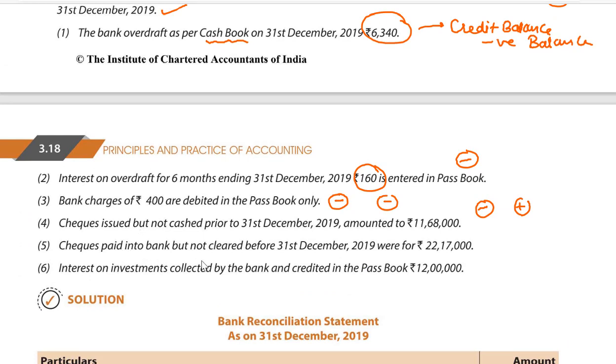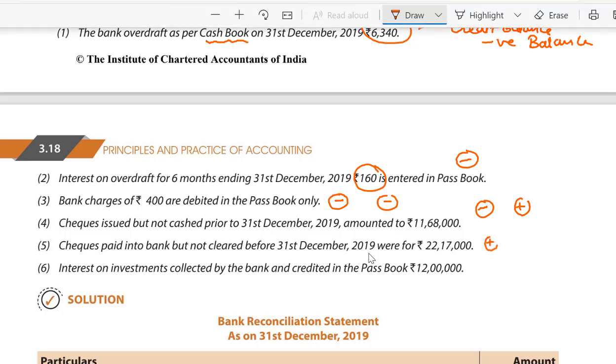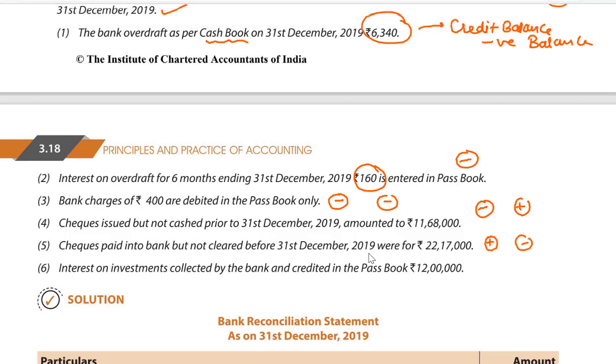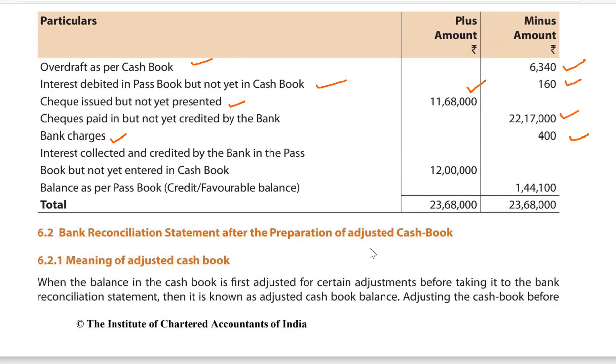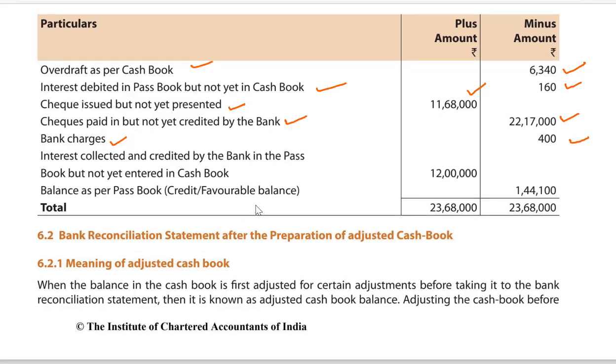Check paid into bank but not cleared before 31st December 2019. So we have deposited a check of 22,17,000. In the cash book it is a plus. Now we have to do minus 22,17,000. Check paid in but not yet credited or collected by the bank. Let's continue further.